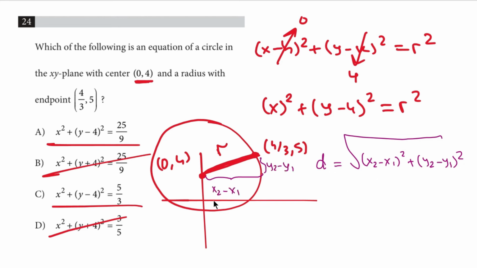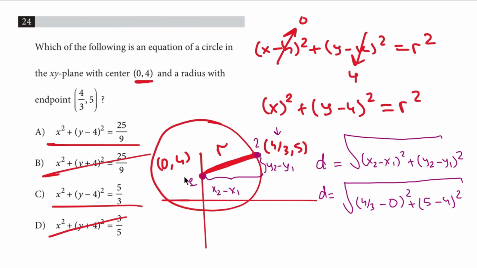So let's say x2, the second x coordinate, is equal to this one. So distance is equal to the square root of (4/3 minus the first x coordinate, which is just 0) squared. Now let's say the second y coordinate is equal to 5, and the first y coordinate is equal to 4. Basically, I set this point as the second point and this point as the first point, and I just plugged all the coordinates into this equation.